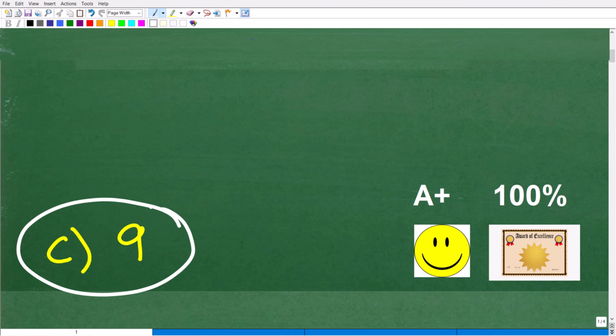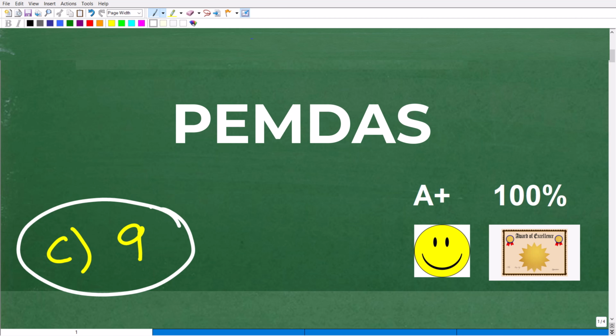All right, now how did you do? Well, if you got this right, you definitely get a happy face, an A plus, a 100%, and a certificate of excellence for being a certified professional in the area of order of operations. Because if you didn't get this right, you probably made an error with something called PEMDAS. Well, that's the acronym, but really what we're talking about here is the order of operations, because I'm going to assume that you know how to do basic multiplication, division, etc.